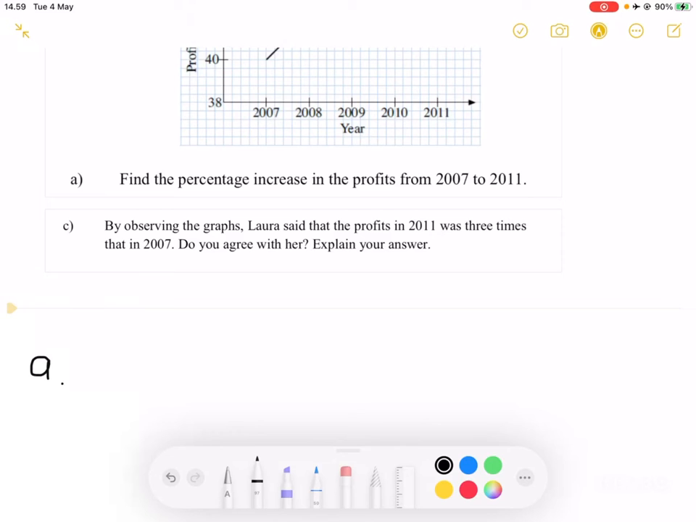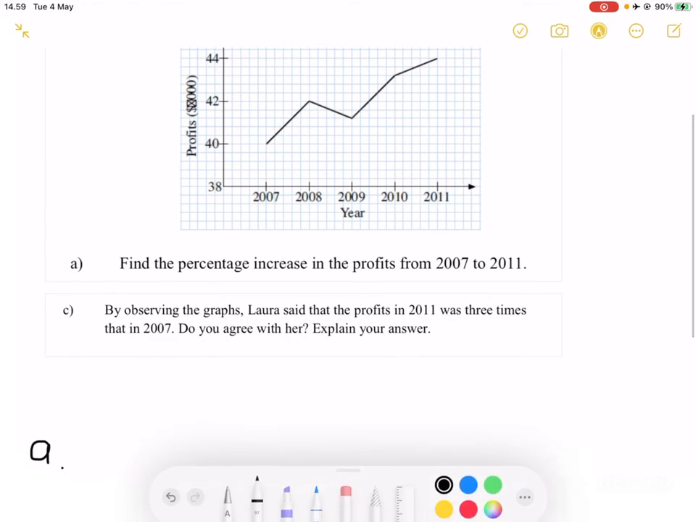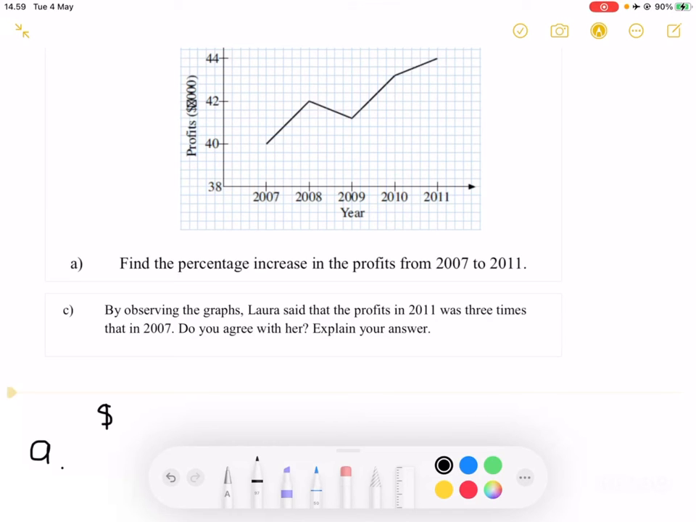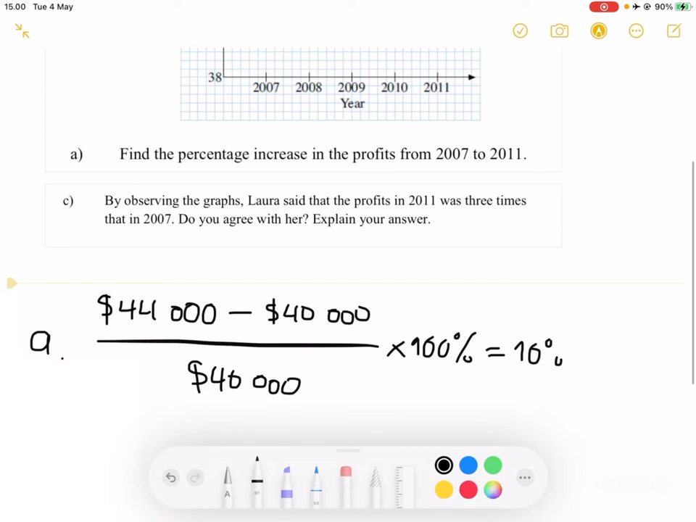And the formula for the percentage increase, you can recall that it is the final value, which is the frequency for 2011, which will be $44,000. Be careful because the profits are in $1,000, minus the frequency for the year 2007, which will be 40,000 in this case, all over 40,000. And you can multiply by 100% if necessary, and you end up with 10%. So the increase is 10%.